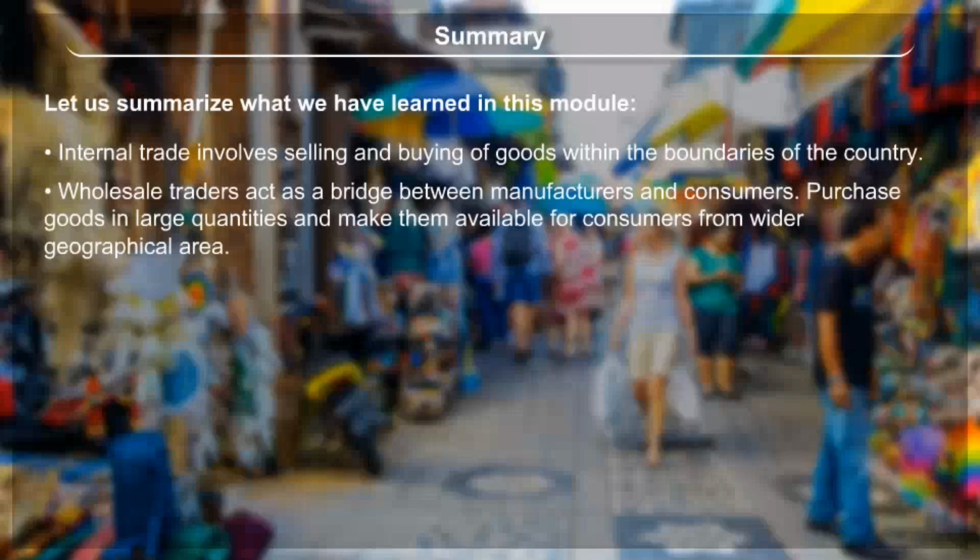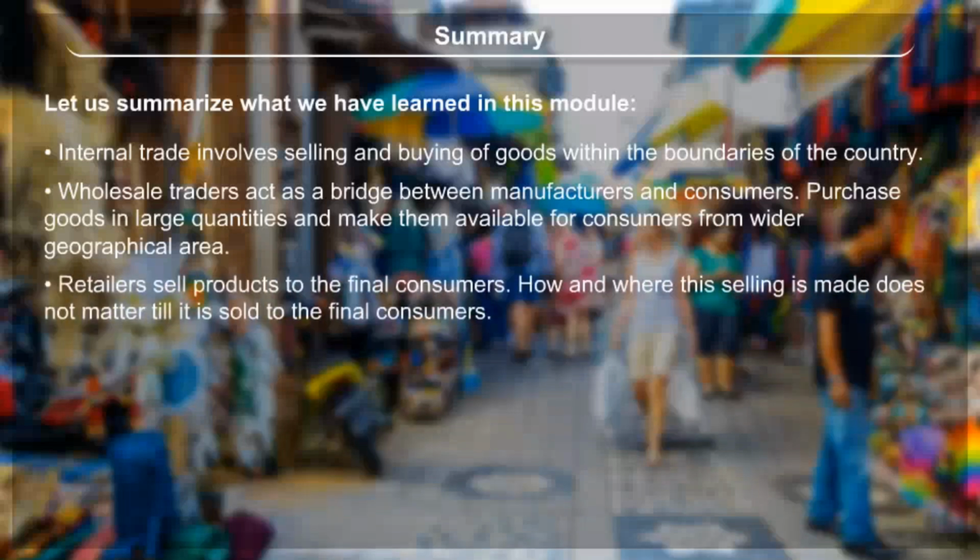They purchase goods and products in large quantities and make them available for consumers from a wider geographical area. Retailers sell products to the final consumers. How and where this selling is made does not matter till it is sold to the final consumers.